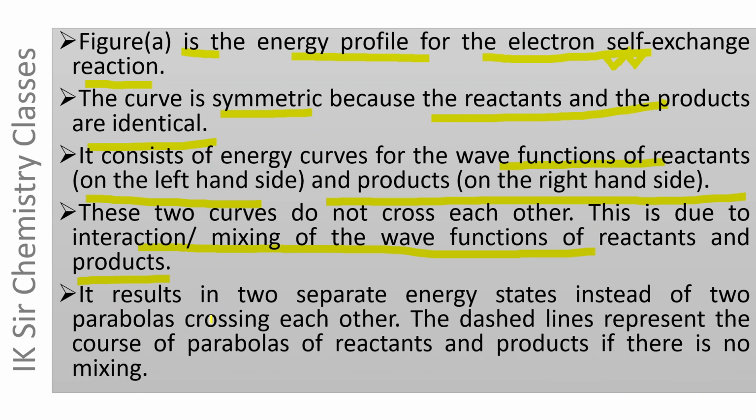It results in two separate energy states instead of two parabolas crossing each other. Two parabolas don't cross each other. They bend away from each other, and it results in two separate energy states. The dashed lines represent the course of parabolas if reactants and products don't mix up together.